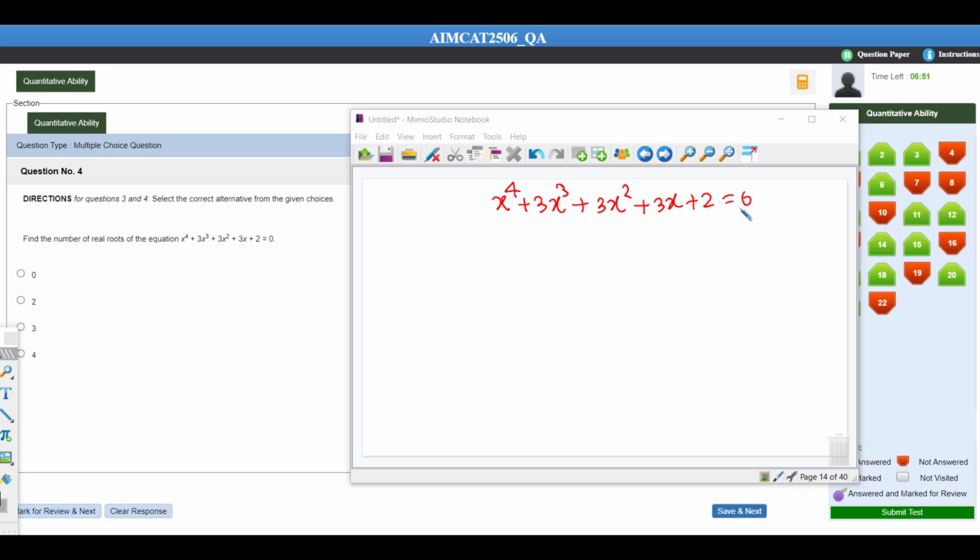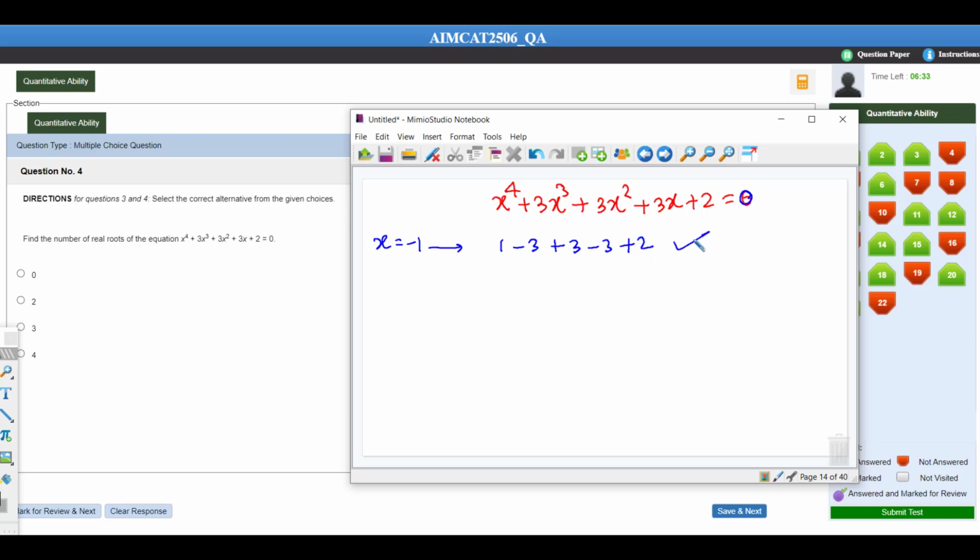Because all the terms are positive, if you put any positive value of x, it will not give you 0. So x has to be a negative number. Put x is equal to minus 1. Yes, it is a root.